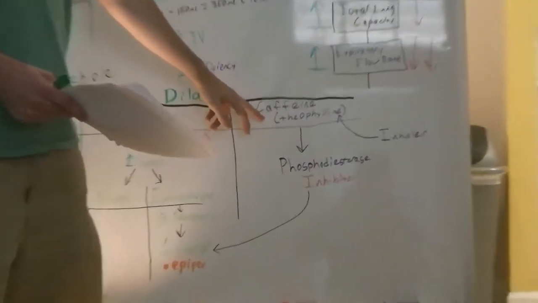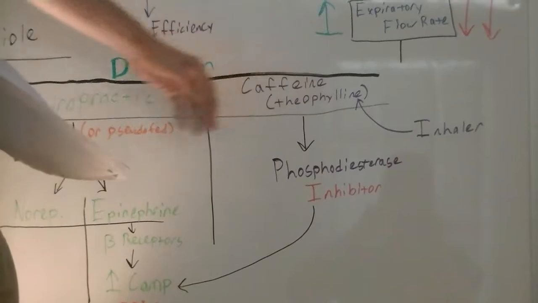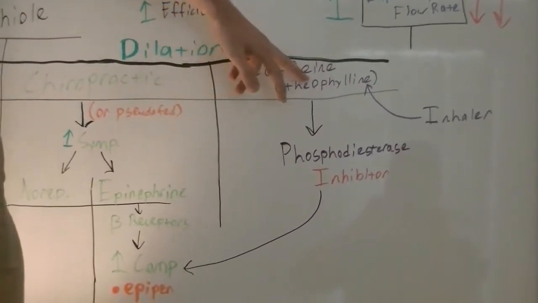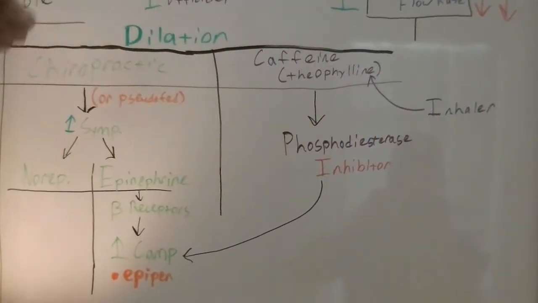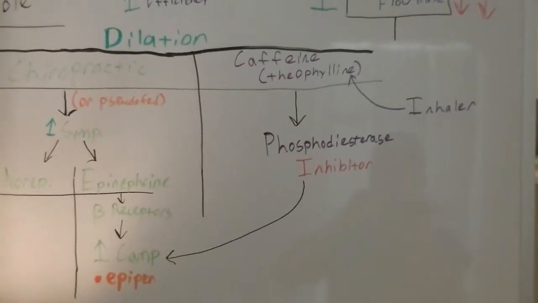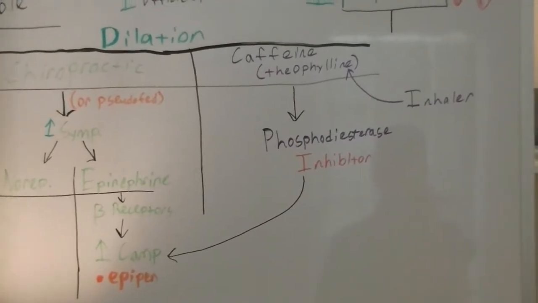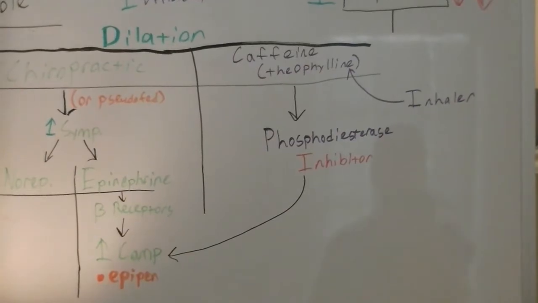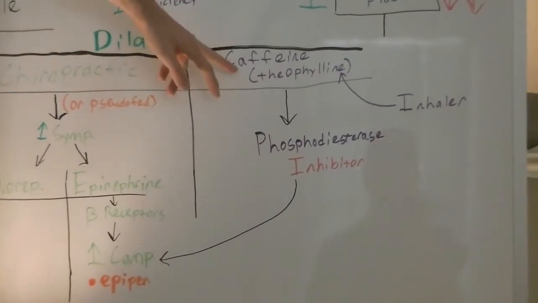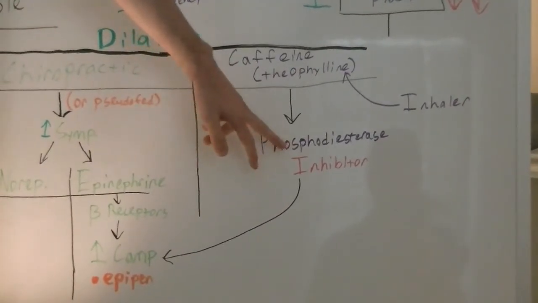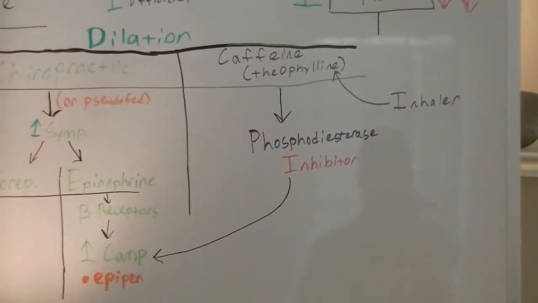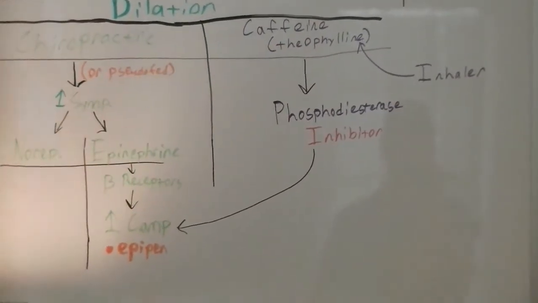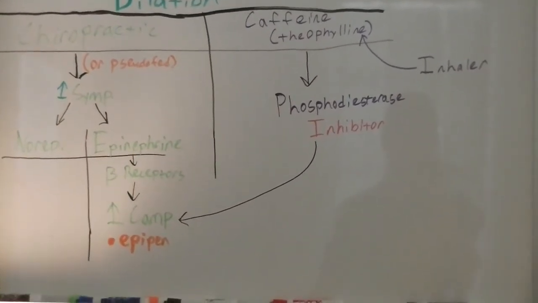All right, and then we have caffeine. You can have caffeine or theophylline. They're going to have similar actions. But with theophylline, you're going to want to think of an inhaler. If you know someone that's asthmatic, they may have a theophylline inhaler that they take to cause bronchial dilation when they're having an asthmatic attack. Either of these are phosphodiesterase inhibitors, and what those do is lead to, once again, an increase in cyclic AMP activity.